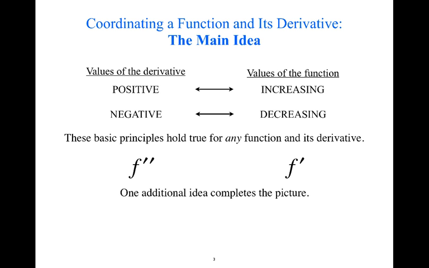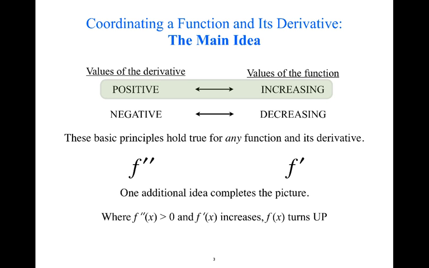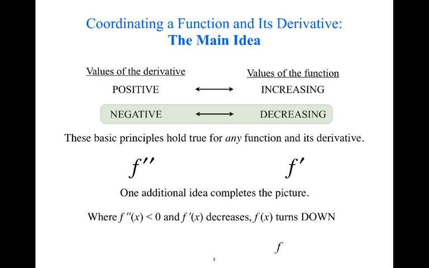So there's one more idea that completes the picture, okay? What if the second derivative is positive? Then we know the first derivative increases, and we said that f turns up. This is an increasing rate, for a second derivative that's positive. And then, same thing with this. If the second derivative is negative, we know the rate is decreasing, and the function is turning down.